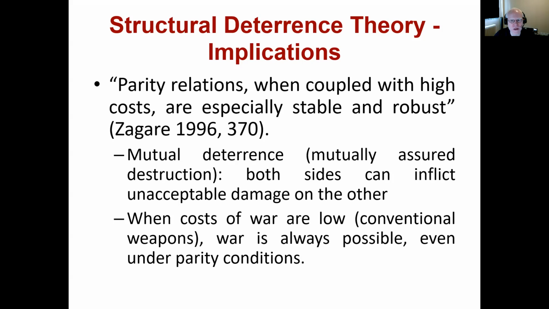So both sides knew that there were unacceptable costs to starting war, so the only solution was to not start war. When costs of war are low, for example with conventional weapons, war is always possible, even under parity conditions. Even if you're not sure you're going to win because the other side is very strong, the costs of war are low. I mean, they still might be very high, but we're not likely talking about the loss of your entire civilization.